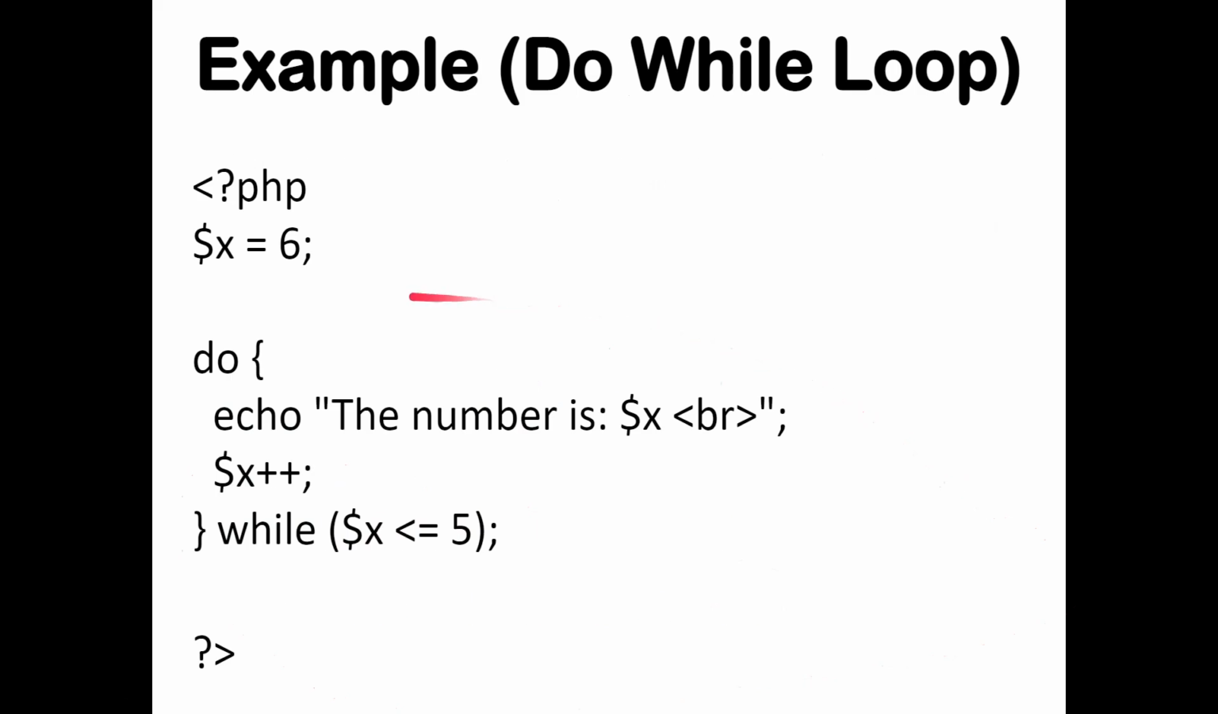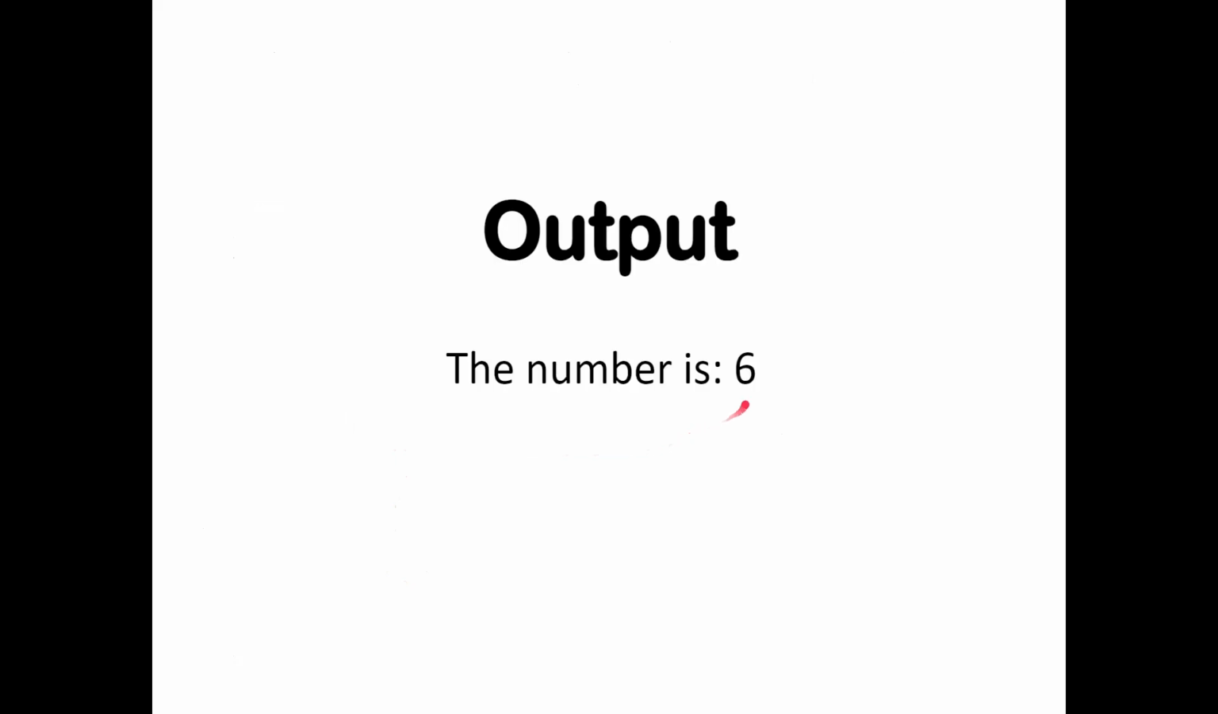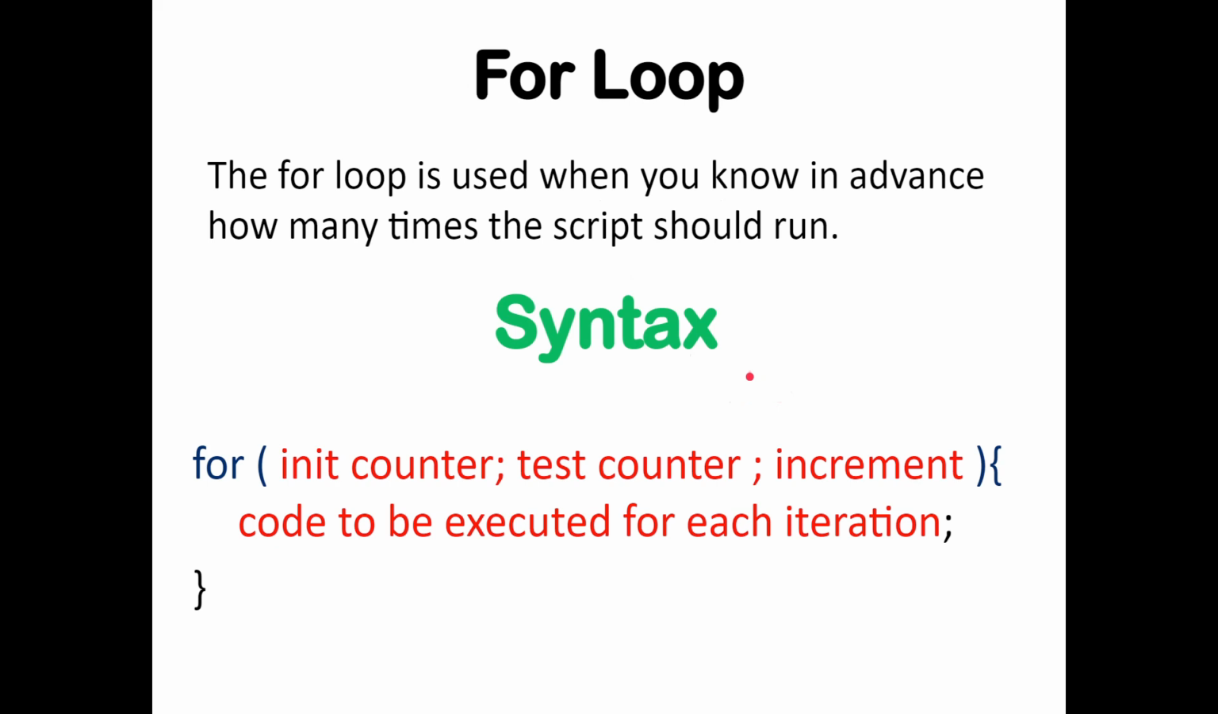Here you can see the example for the do while loop. The variable x gets the value 6, so it will come here and print "the number is 6", and increment the value to 7. When it comes to the condition, it checks whether the variable value is less than or equal to 5. Since the condition is false, it will only print "the number is 6". Here you can see the output: the number is 6. Okay, let's see about the for loop.